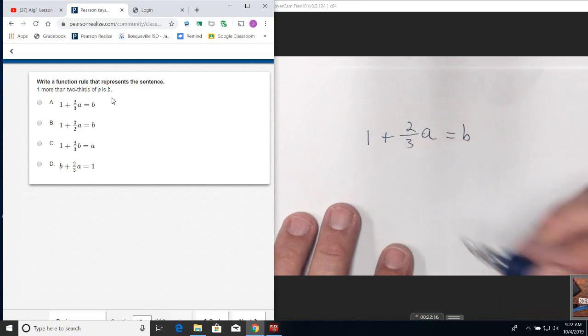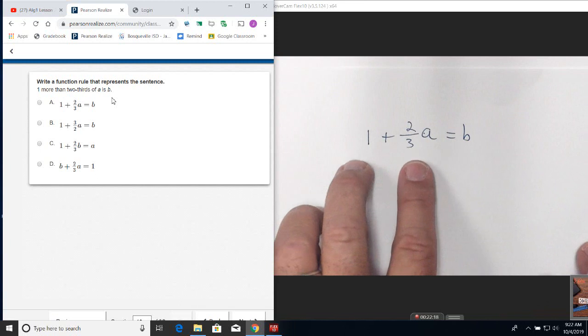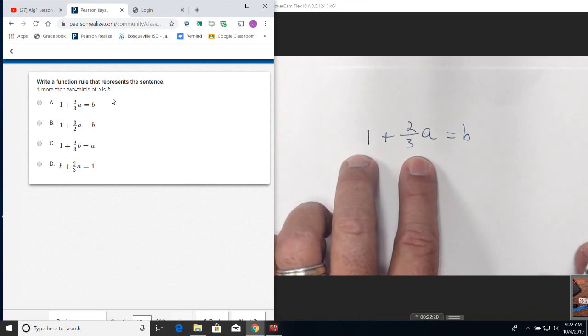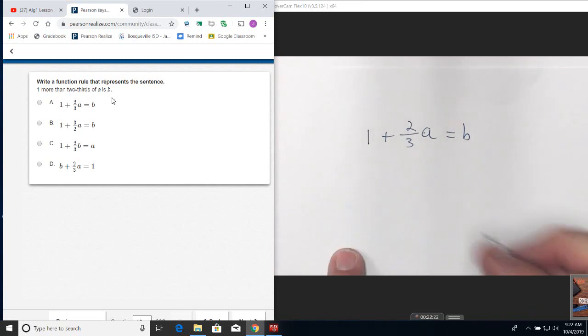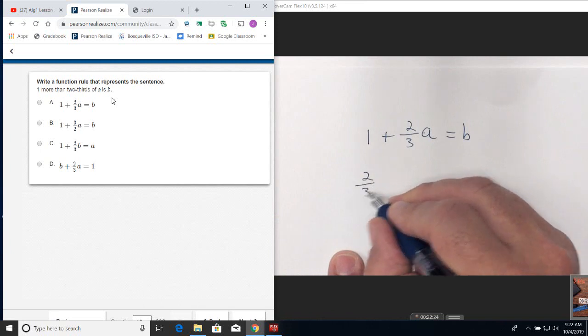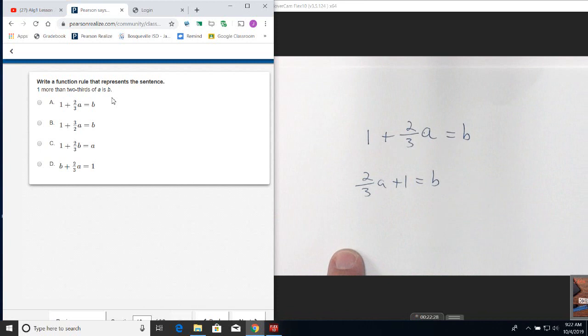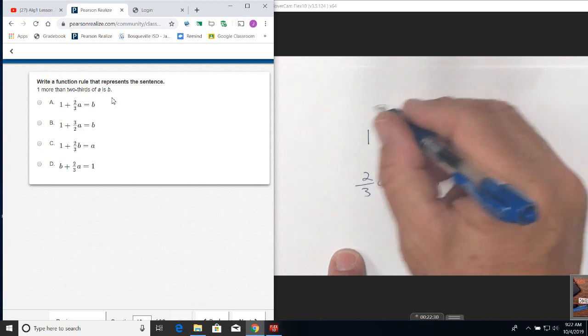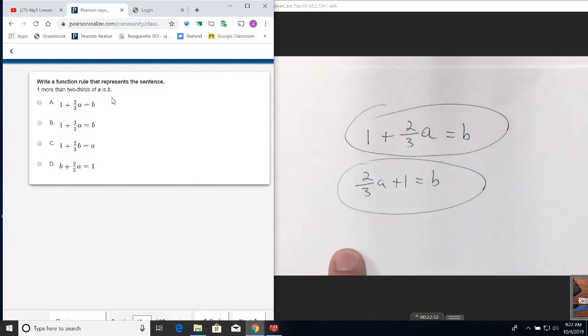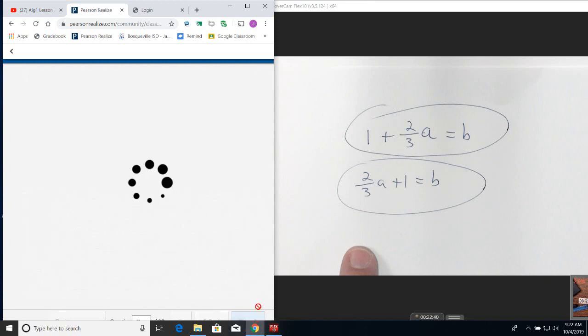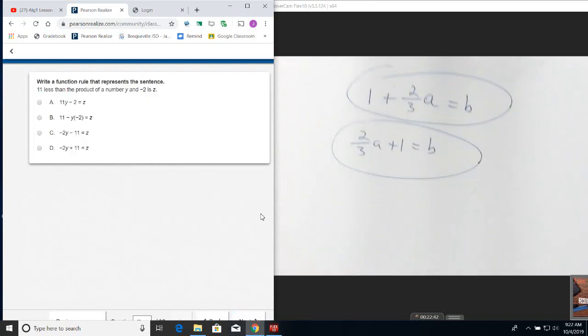Now since I'm adding, I can add in any order. The commutative property of addition says I can add in any order. So another way of writing this is 2/3 A plus 1 is equal to B. So it could be either one of these two equations. Do you see anything that says that? There we go. Got another one right. All right, so let's go to the next problem.